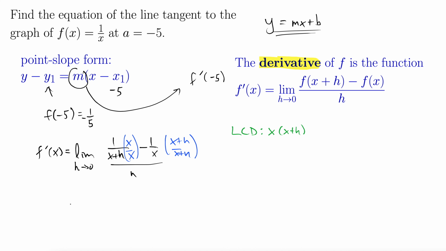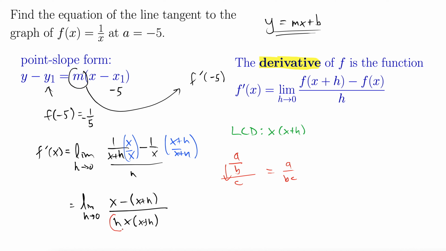This gives us the limit as h goes to 0 of, let's see, x minus the quantity x plus h, all over h times x plus h. Remember, when you have a fraction all over a number, that fraction bumps down a level, a over b over c, which is why I bumped this down to include this h down here. This was just a big fraction up in the numerator, so I bumped it down a level to include that h.